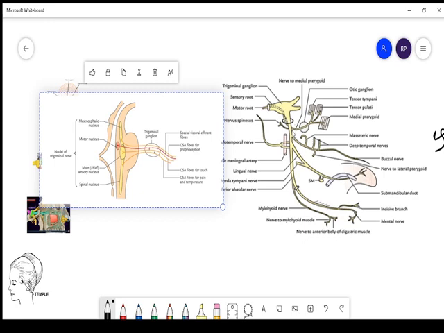Now the motor root and sensory root unite and form the mandibular trunk. Then they pass a short course and it divides into two, a short anterior division and a long posterior division. So now I will tell about the branches.